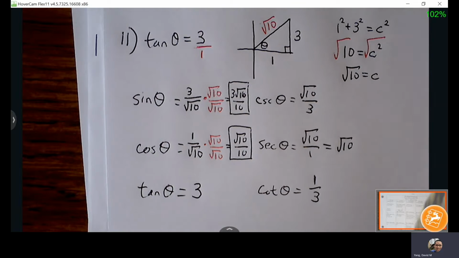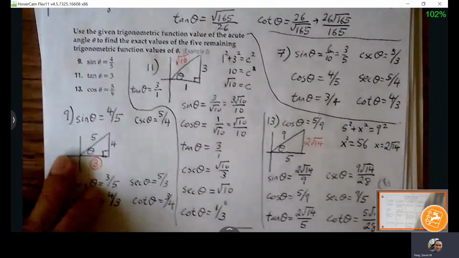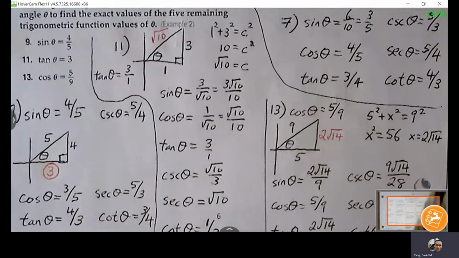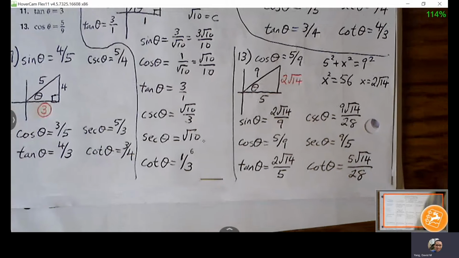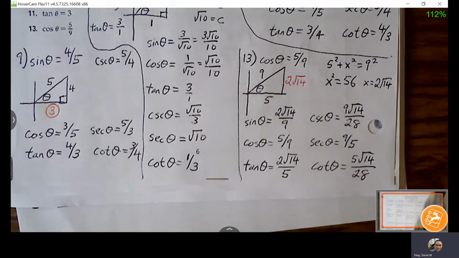Let's check our answer for number 13, or 9, or if you have any questions about those. Hopefully you saw the link I sent you yesterday with the key, so that you're able to check your answers that way. Okay. Any questions here?